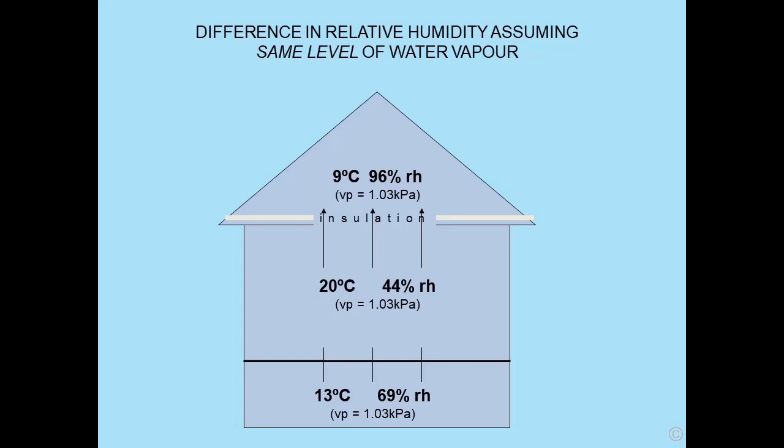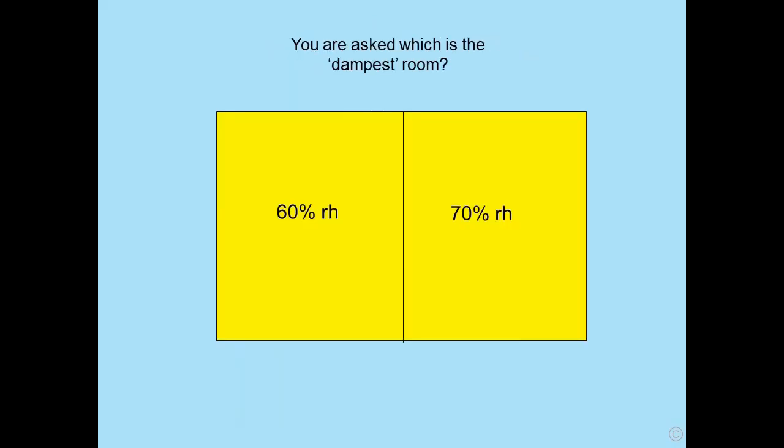The relative humidity in that roof space is now 96% relative humidity. Same level of water vapour all the way through. The difference is purely on temperature. So, let's look at it.